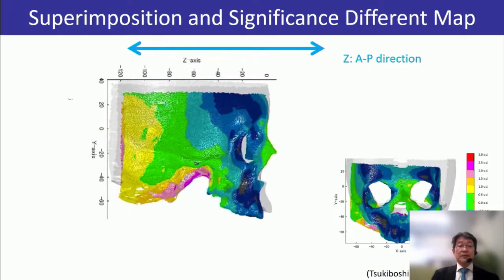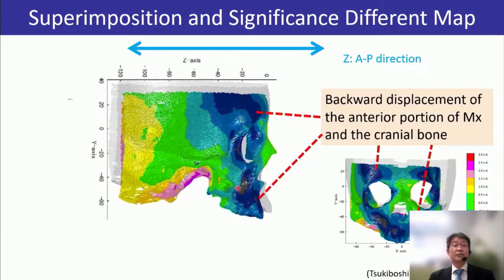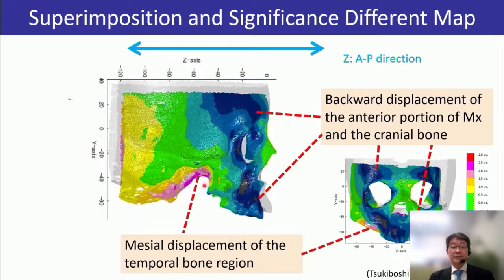So this figure is also the significant difference map, of the maxilla in the AP, anterior-posterior directions. And this dark blue indicates backward displacement of the anterior portion of the maxilla and the craniofacial bones. And this pink indicates a major displacement of the temporal bones.